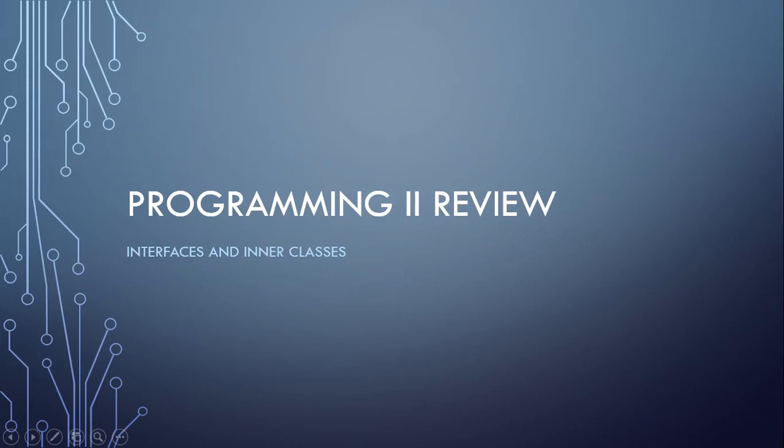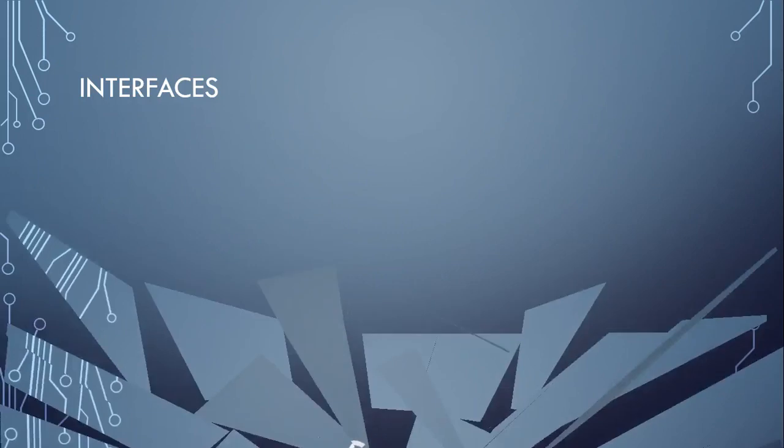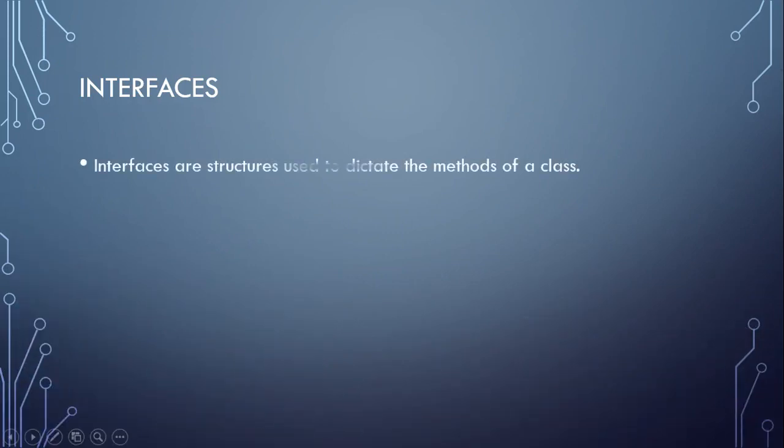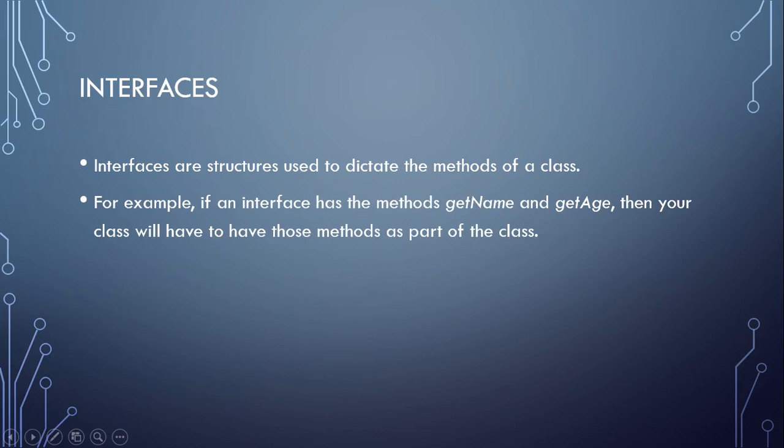We're going to do another quick overview this time. We're going to do our overview on interfaces and inner classes. So if you recall with interfaces, these are a structure used in Java kind of used to dictate the methods of a class. That's kind of the easy way to wrap your mind around it. Obviously, if you remember from programming 2, there's a little bit more nuance in that, but that's the quick, easy version. So for example, if an interface has the methods getName and getAge, then your class will have to have those methods as part of the class. The compiler will be very unhappy if you try to create the class and you've implemented the interface and you didn't put those methods in, so they have to be in there.